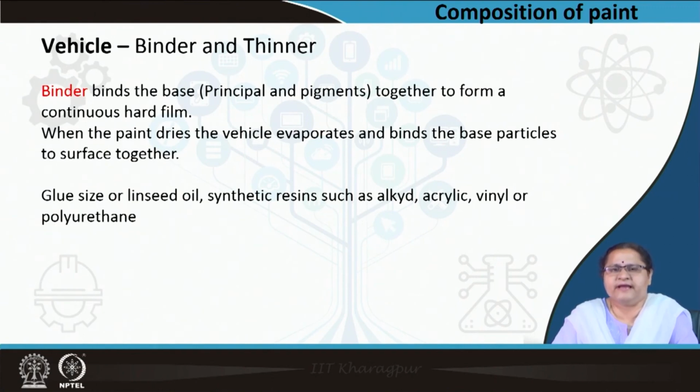So, when the paint dries, the vehicle evaporates and binds the base particles to the surface of the substrate. What is it? Glue, linseed oil, synthetic resins, alkyds, acrylic, vinyl, polyurethanes, these all can form the binder. We say glue size. Linseed oil is the most commonly used binder.